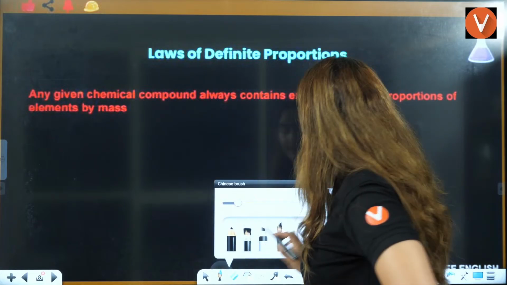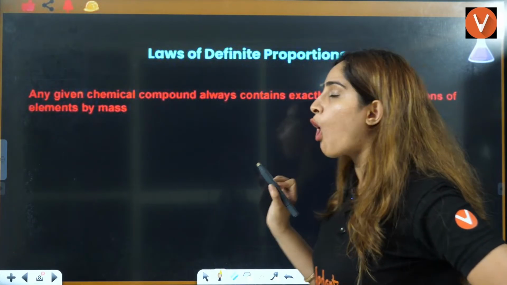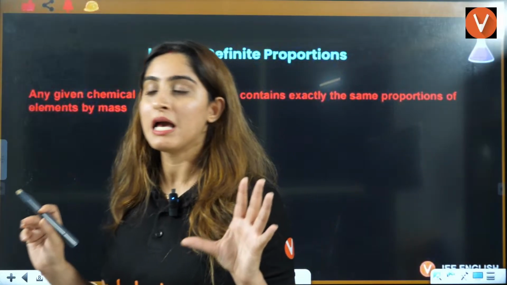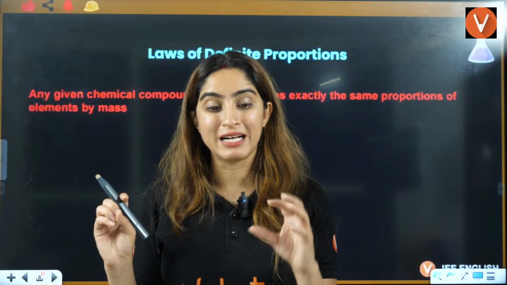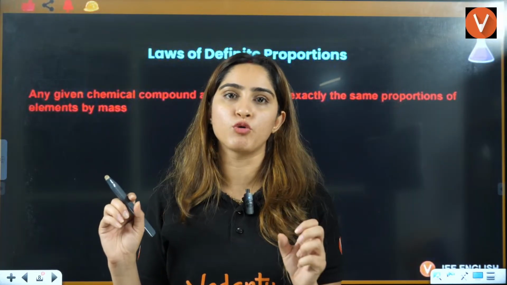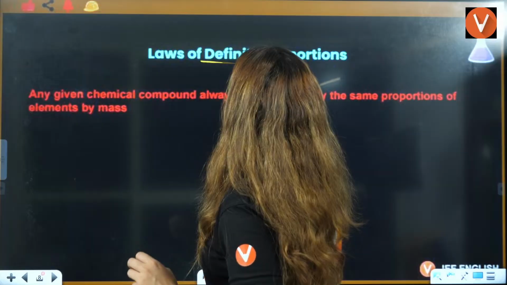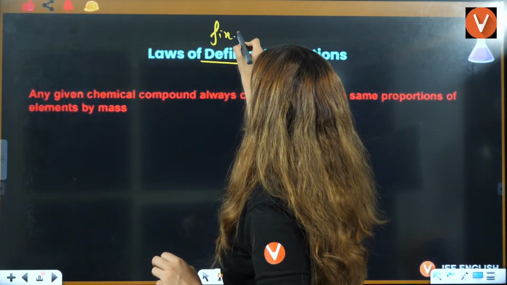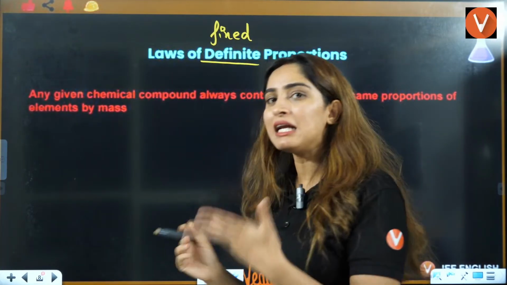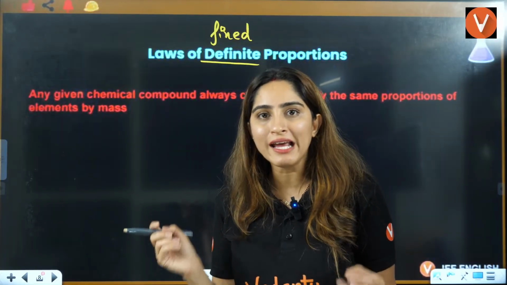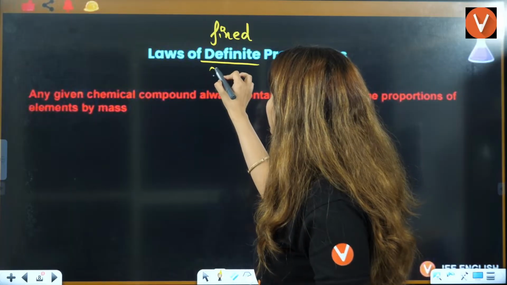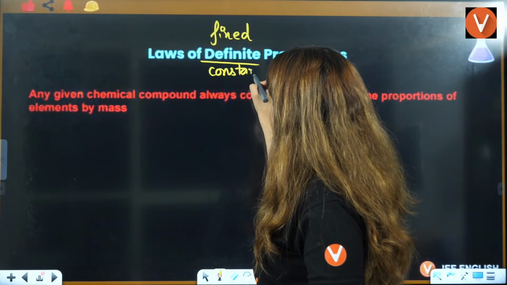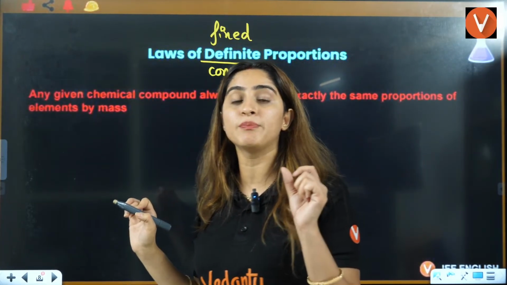Okay. Yes. So let's see this law of definite proportion. Now, what do you mean by definite? Definite means fixed proportion. Definite means fixed. We say, definitely I'll do that, surely I'll do that. Definitely fixed, that is a constant thing. That means the law of constant proportion.